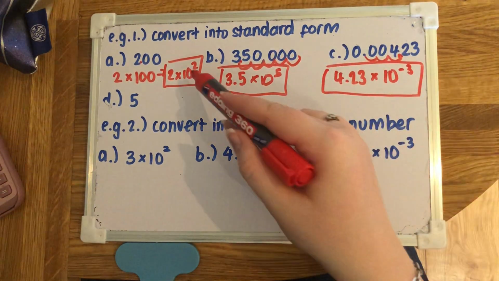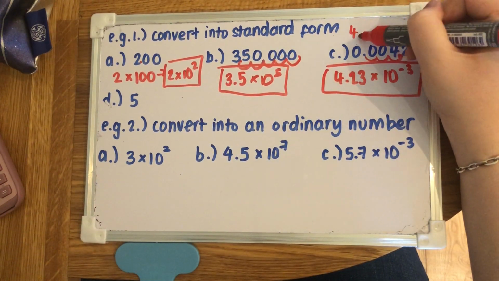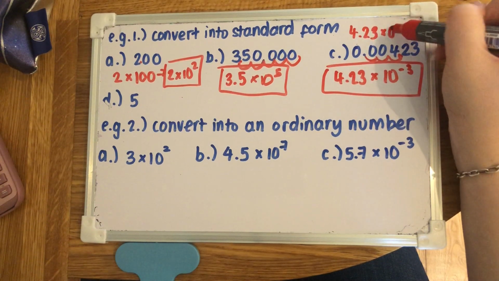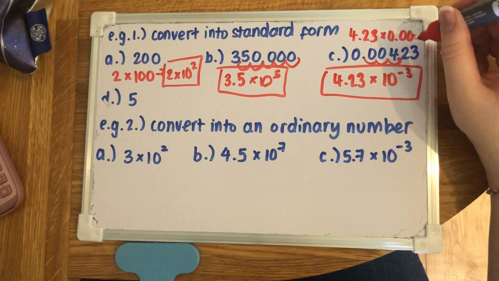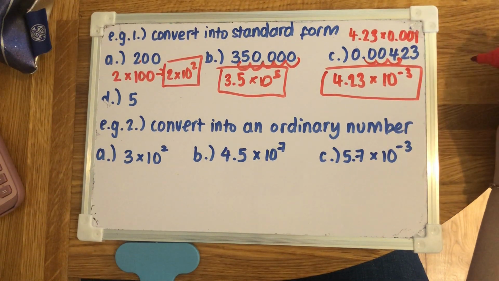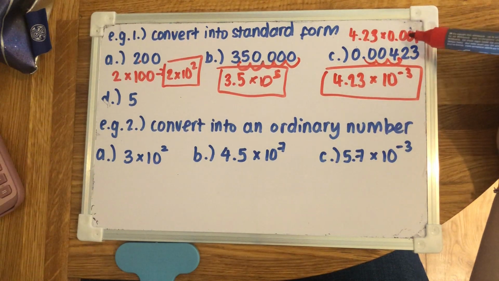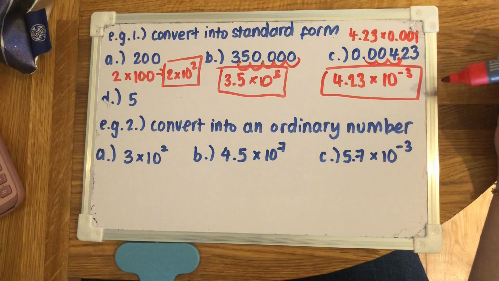Okay, if you want to do it the way that we did it here, it would be that if you times 4.23 by 0.001, that would give you this number, because you're dividing it by 10 3 times. Okay, and then this is the same as 10 to the negative 3.